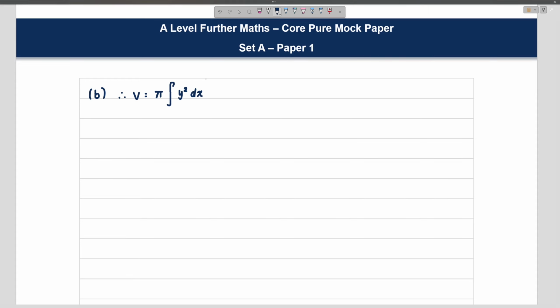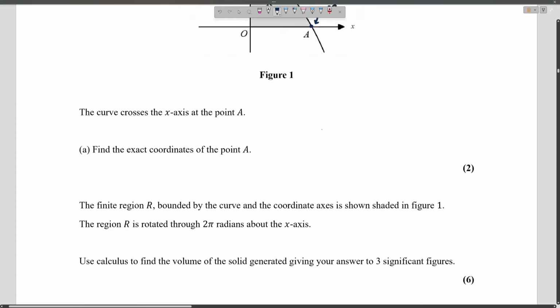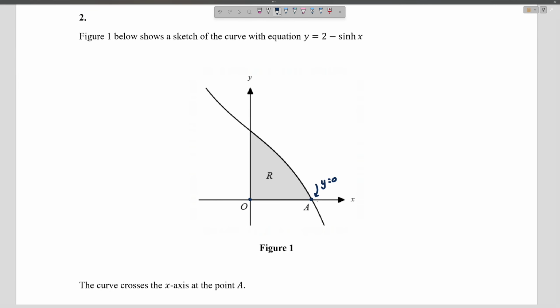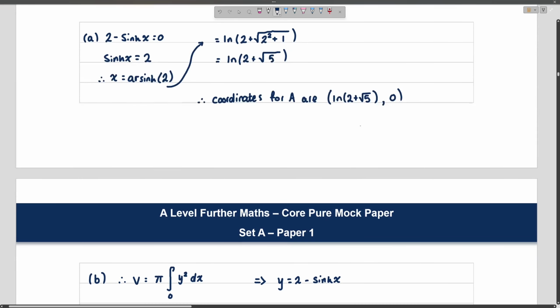Okay. So y, let's just make a note, y is equal to 2 minus sine x. And my limits would be from 0 to my x coordinate for the point of intersection, right? We're integrating from here to here. So the x coordinate for the point A is what we obtained in part A, right? You can see how the structure of this question is intended to help you.